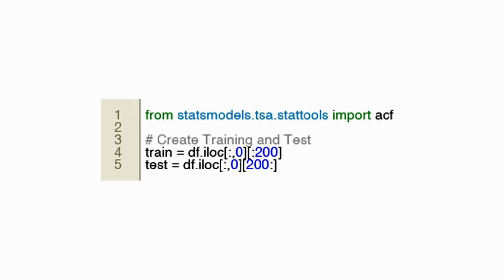The code imports the acf function from statsmodels.tsa.stattools within the statsmodels package to compute the autocorrelation of a time series. It then defines train and test by slicing columns and rows from the data frame df using .iloc. Specifically, train is the first column up to the 200th row, and test is the same column from the 201st row onward. The statsmodels module is also imported for performing statistical analysis and modeling.